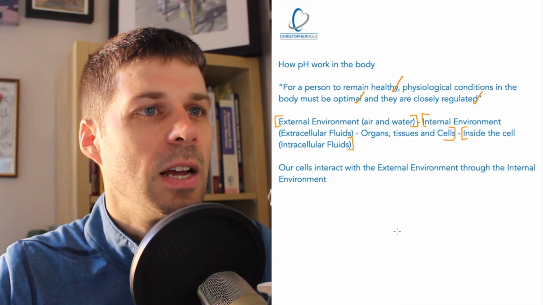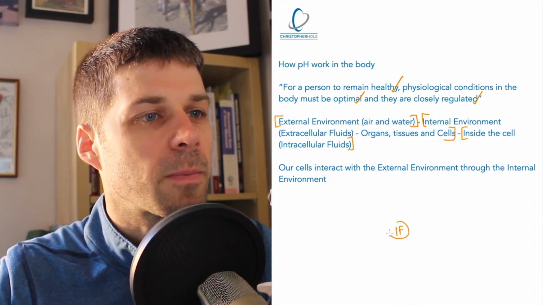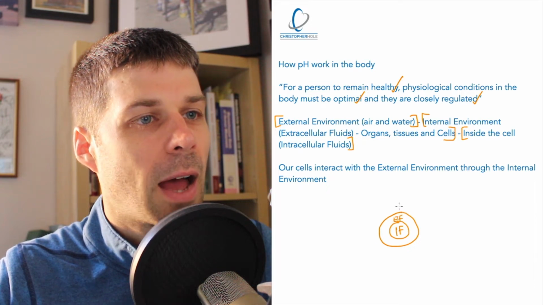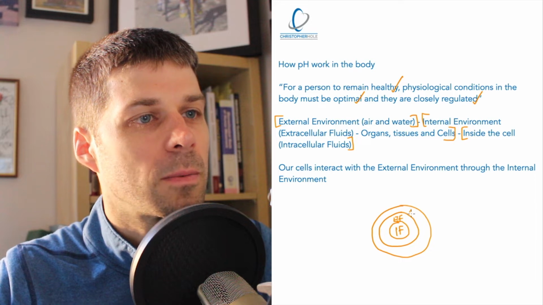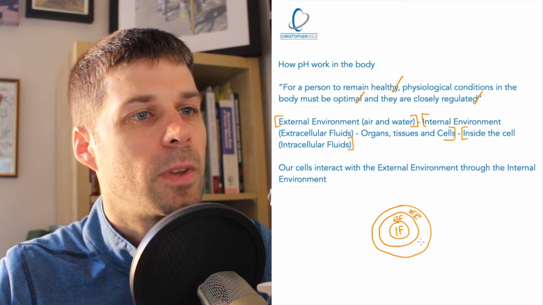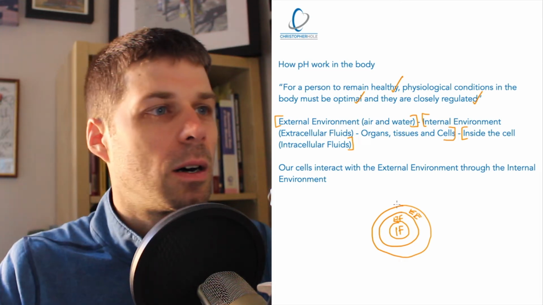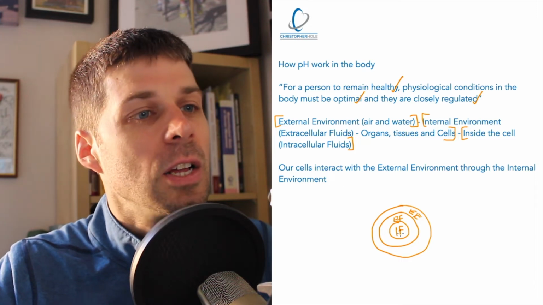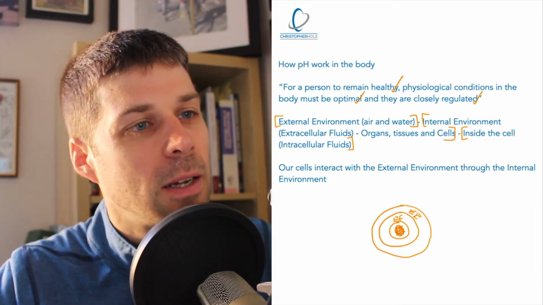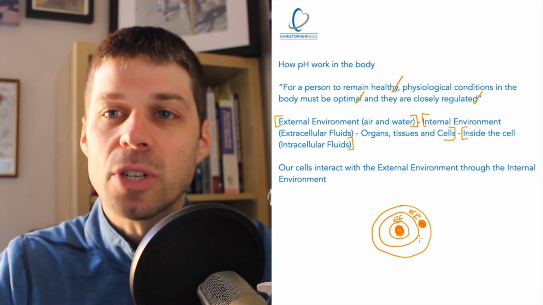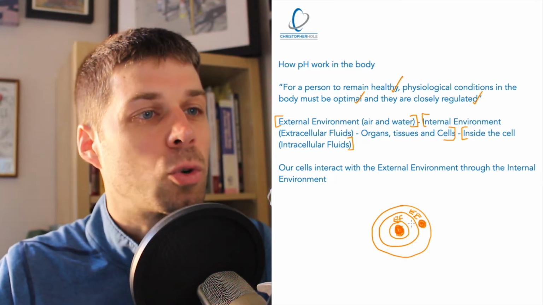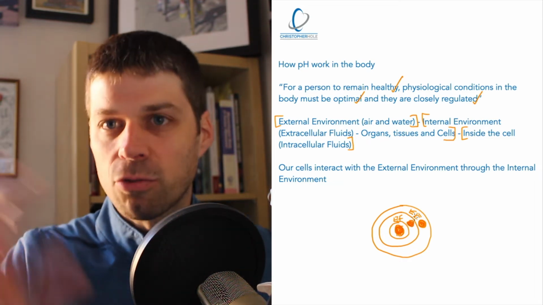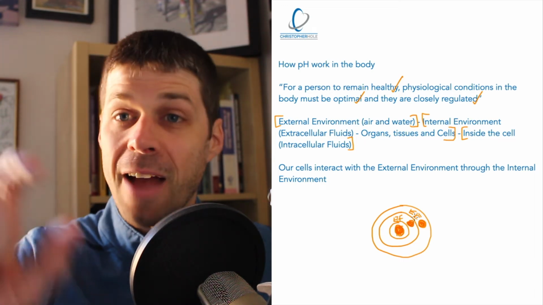So we can look at it like this. We've got intracellular fluids, that's the inside of the cell. Then on the outside of the cell, we've got extracellular fluids. And then outside of that, we've got the external environment. Our cells interact with the external environment through the internal environment. So what can happen within here can be influenced by what is happening out here, and obviously what happens in here can also be influenced by what's going on in here. So in some respects, they are linked like that. There is a lag time between each affecting the other.